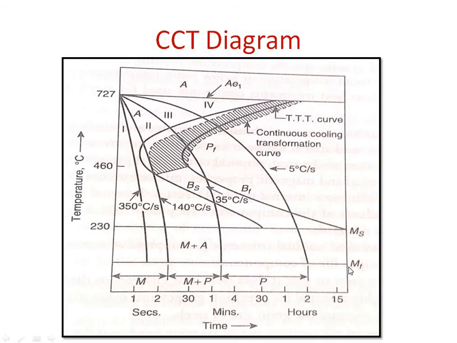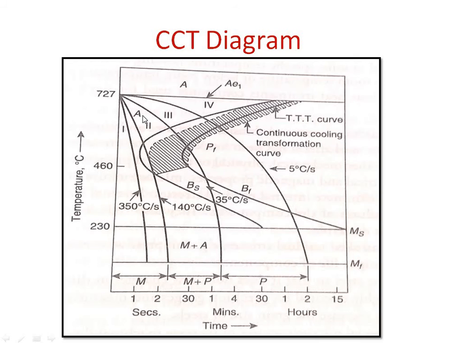Now we have to discuss how to sketch the continuous cooling transformation diagram. As compared to the isothermal transformation diagram, the nose of the continuous cooling transformation diagram will shift in the downward direction and towards the right. That means the temperature of transformation will be decreased and the time of transformation will increase. That is, we can say the stability of the austenite will increase with continuous cooling. This dotted curve indicates the continuous cooling transformation.